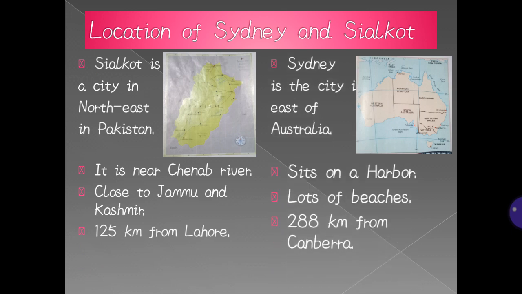And if we look at Sydney, Sydney is in the east of Australia. It sits on Sydney Harbour, one of the world's deepest natural harbours. There are lots of beaches in Sydney, and people like to go there at weekends and after school or work. Sydney is 288 kilometers from Canberra, the capital of Australia.